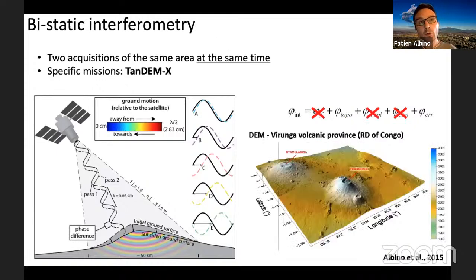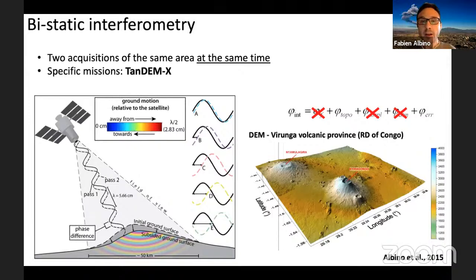The second one is bistatic interferometry. It's less common. You have specific missions that operate in bistatic mode, such as TanDEM-X. Here the idea is you have two acquisitions of the same area at the same time. So what's different here in the contribution to the phase difference is that you have neither deformation nor atmospheric noise. You only have some topography components and some noise error.